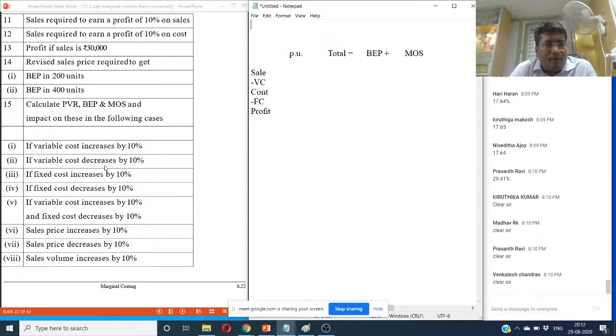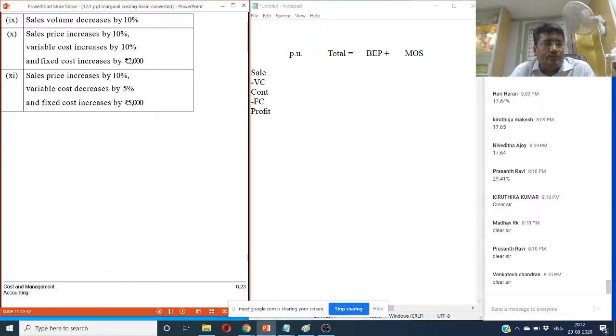And if variable cost decreases by 10%, you can rework out the same way. Fixed cost increases, decreases, you can rework out. Fifth, variable cost increases and fixed cost decreases. One increase, one decrease. Make those changes and the revised value will be used for reworking the illustration. Sixth and eighth, I will work out. If I complete sixth, you can solve seventh. And if I complete eighth, you can solve the ninth also. 10th and 11th, you can manage.